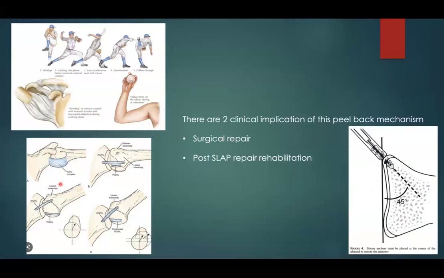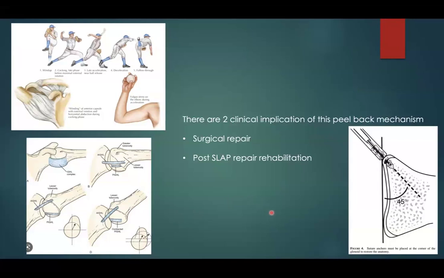Similarly, overhead athletes have a tight posterior inferior glenohumeral ligament. The first image is of a resting shoulder and the second is of an abducted shoulder. In hyperabduction, the posterior IGHL is taut and the center of rotation is at the center of the glenoid. But in cases of overhead sport athletes, the posterior IGHL is contracted in the late cocking and early deceleration phase, and the contact point between the glenohumeral joint and the posterior inferior glenohumeral ligament shifts posterosuperiorly, which has a direct impact on the superior labrum. Why is it important? It has two clinical implications. First is the surgical repair, and second is the post-SLAP repair rehabilitation.